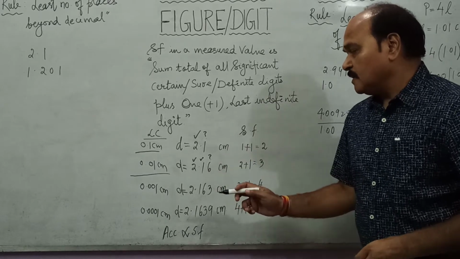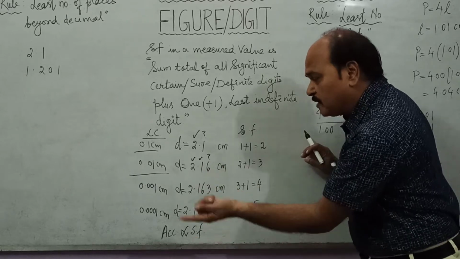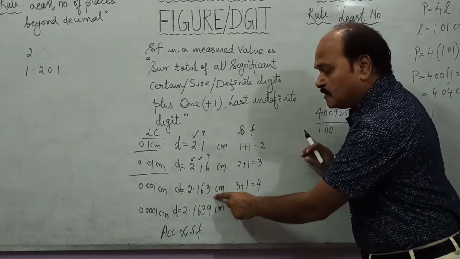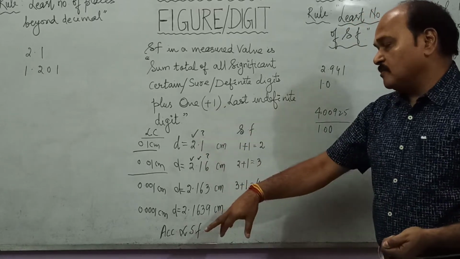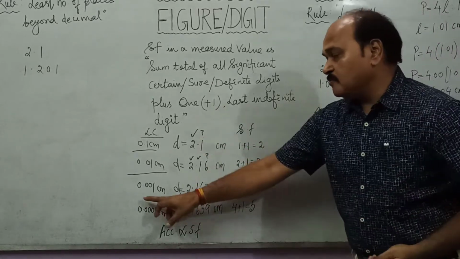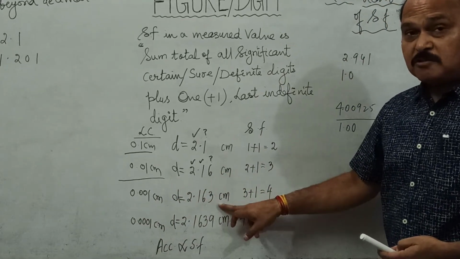Why is it uncertain? Well, whether it is going to remain as 6 or it is going to become 7, it depends upon the next digit. And the next digit can be found out by an instrument with an even smaller least count. So we find out the diameter of the same pen using, say, screw gauge. The diameter will come out to be 2.163. The third digit would also be known.